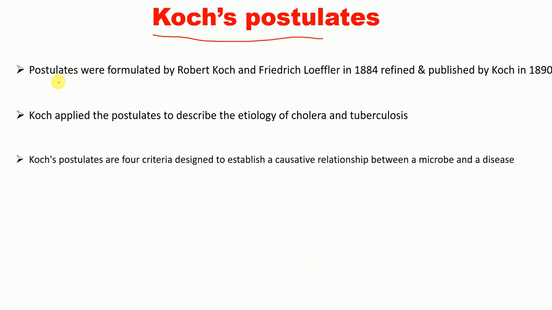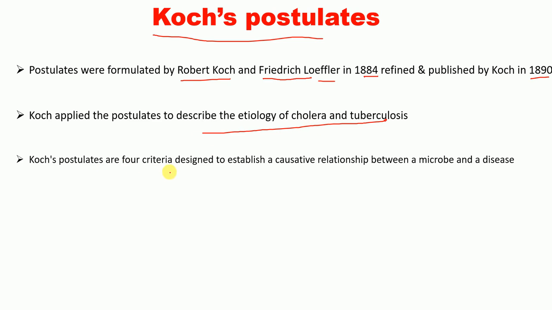Koch's postulates were formulated by German physician Robert Koch and Friedrich Loeffler in 1884, and later refined and published by Robert Koch in 1890. They are called Koch's postulates because Robert Koch was involved in formulating them. Initially, Koch applied these postulates to describe the etiology of cholera and tuberculosis.